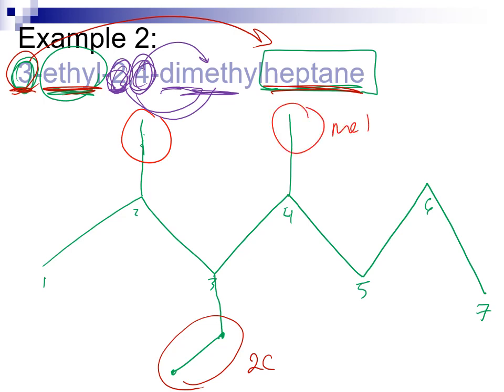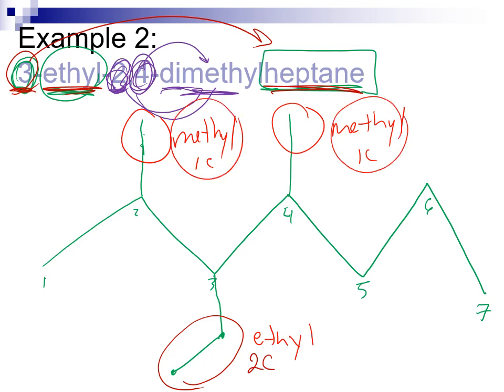And again, these are my methyl branches. So this is a methyl branch, and this is also a methyl branch, because they consist of one carbon. That's also a one carbon branch. Down here, there are two carbons in a branch, so we say ethyl. So we have a methyl branch and a methyl branch and an ethyl branch, and we know the ethyl is on the third carbon right here, and our methyls are on the second and the fourth as well. So we end up with 3-ethyl-2,4-dimethylheptane.